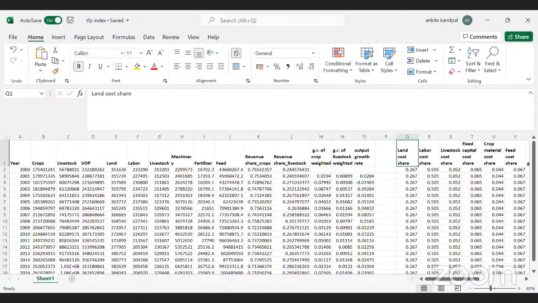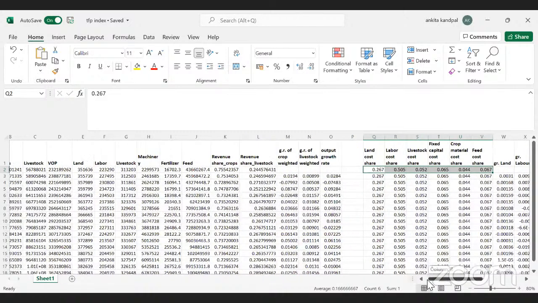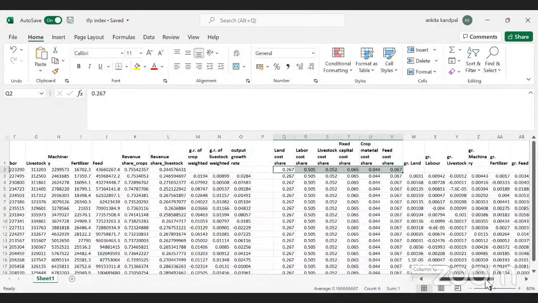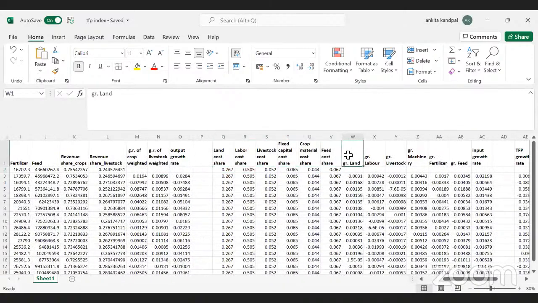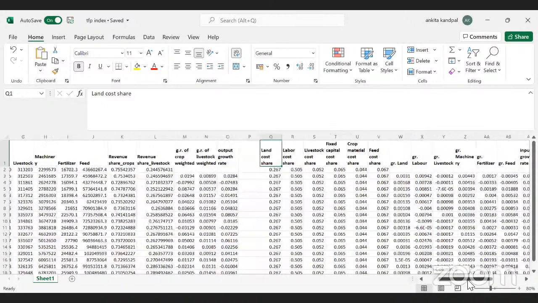Then for calculating the cost share, I have taken all these shares of input as fixed shares. If you have expenditure data, you can also take a year-wise different share of each input. Then it will be the weighted average of these 2 years. Then the growth rate of each input will be calculated by multiplying the cost share of each input by the yearly change of each input.